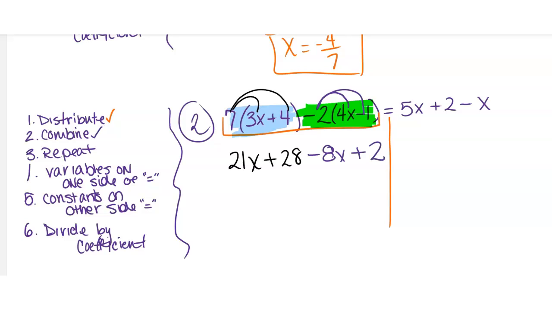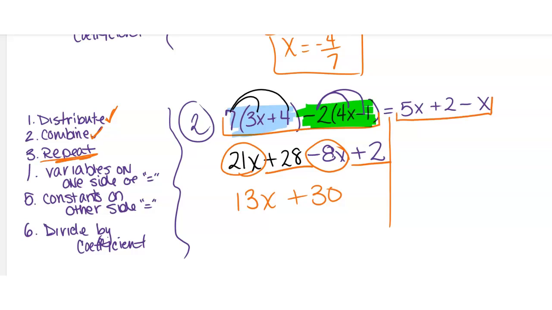Now we want to combine like terms. In this one, we have 21x and negative 8x. When we combine them, we get 13x. Then we get 28 and the positive 2. When we combine those, we get a positive 30. Because we can't combine anymore, then we're going to repeat, but this time we're going to do it on the right side. Now, we don't have anything to distribute, but we can combine terms.